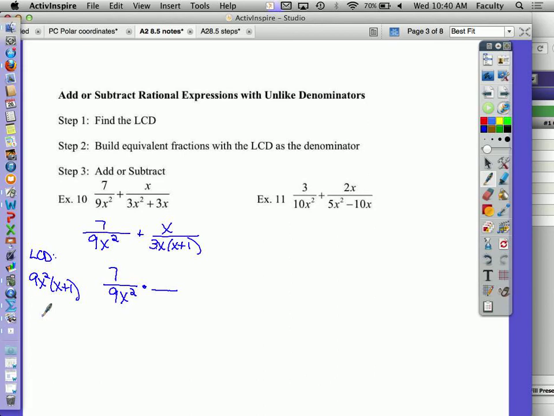So McKenna, what would I need to multiply by here? X plus 1. Good. And I'm going to multiply x plus 1 over x plus 1. All right, then Andrew, what do I need to multiply the second denominator by? The 3x times x plus 1. What do I need to multiply it by that creates the LCD?